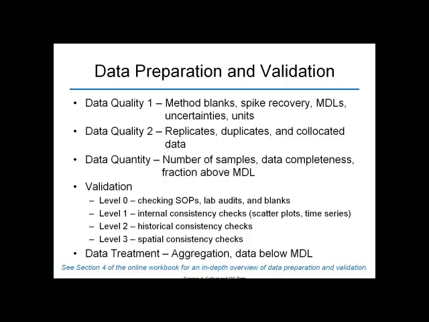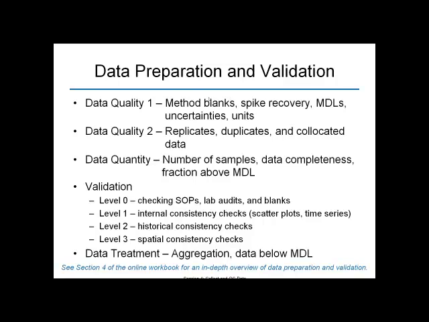So under the first bullet, data quality 1, and also data quality 2, both of those are things that you're going to be taking care of in your data quality objectives in terms of what analytical things you're going to do to ensure the data quality is good, and sampling things you're going to do to ensure the data quality is good. So method blanks, spike recoveries, method detection limits, uncertainties, and units are all things that are sort of done on the analytical laboratory side.